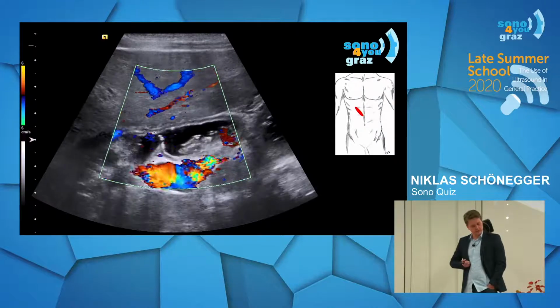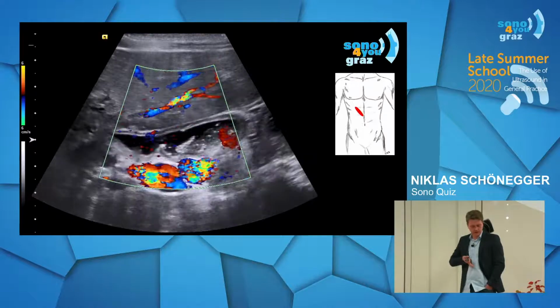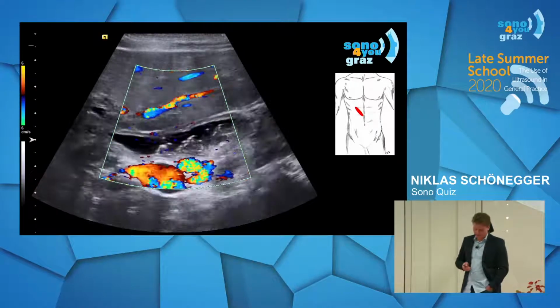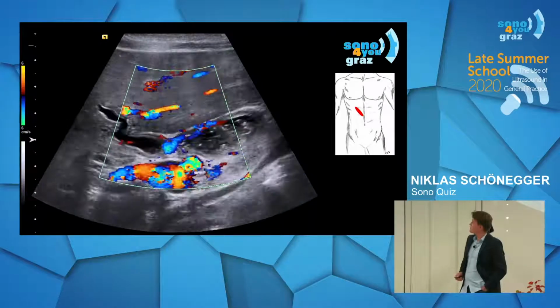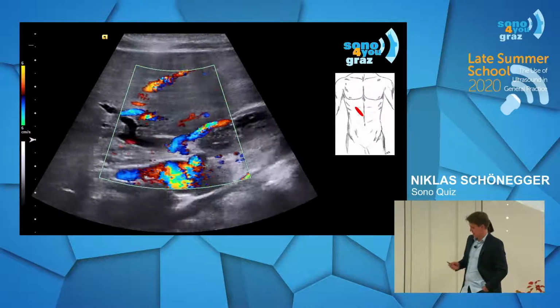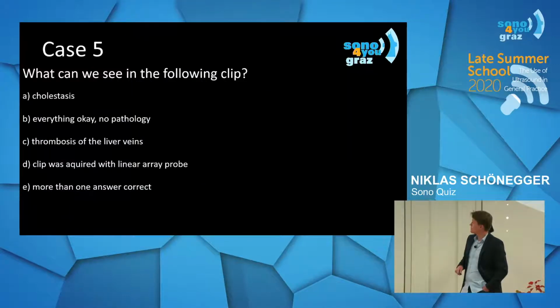And this was the image here of his abdomen, of the liver. Take a look on it. And I want to know from you what this might be. Is this maybe a cholestasis? So obstruction of the biliary system. Is everything okay? Does it look the same like you trained the last days? Is it a thrombosis of the liver veins? Was this clip acquired with a linear array probe? Or is more than one answer correct?